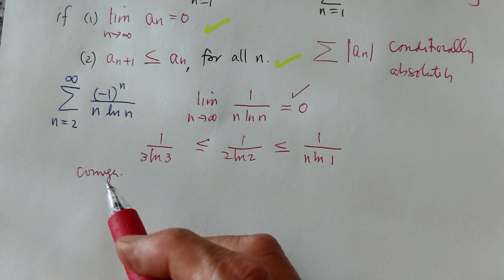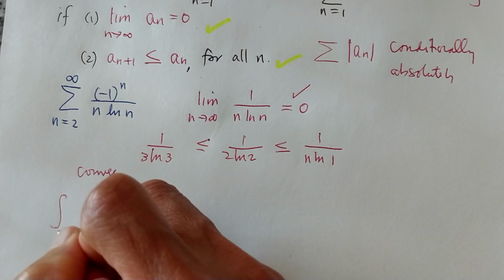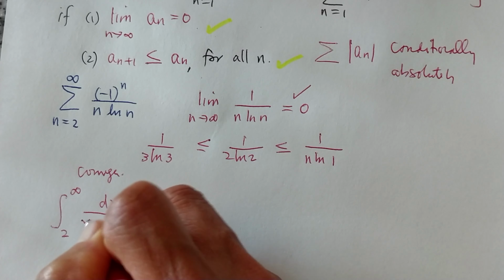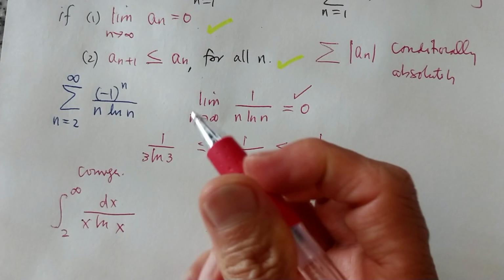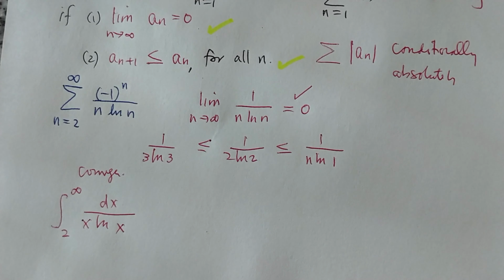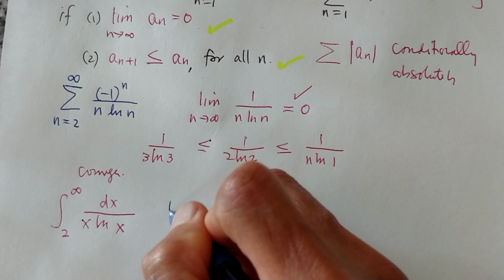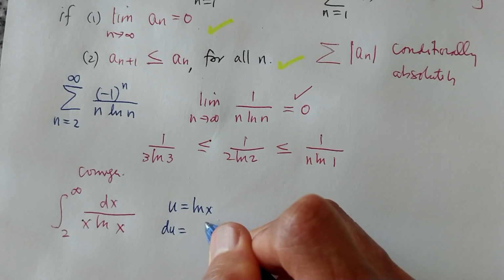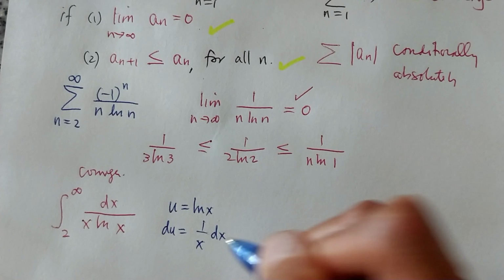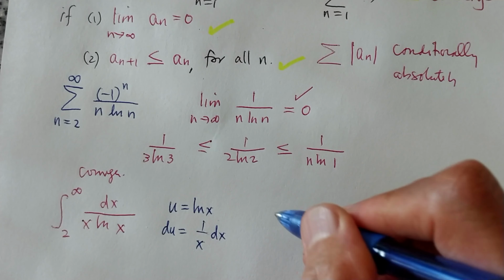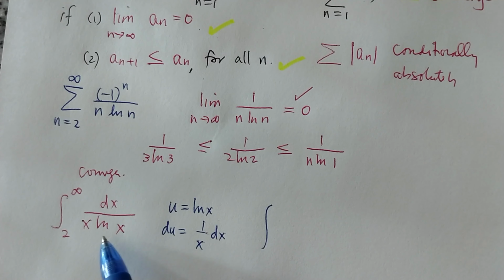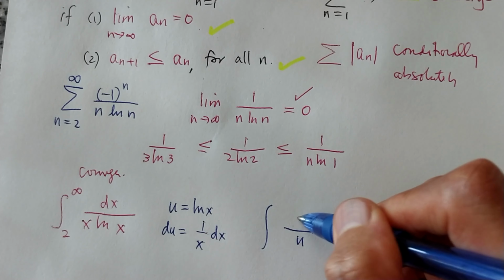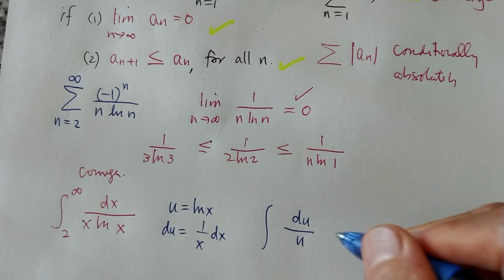We will now consider by the integral test the integral from 2 to infinity of dx over x ln of x. Remember, we do not include the (-1)^n anymore. So using u substitution, I will let u be equal to ln of x, and the derivative of that with respect to x is 1 over x. So this integral now becomes ln of x is u, and the dx over x is our du. So this is actually ln of u.